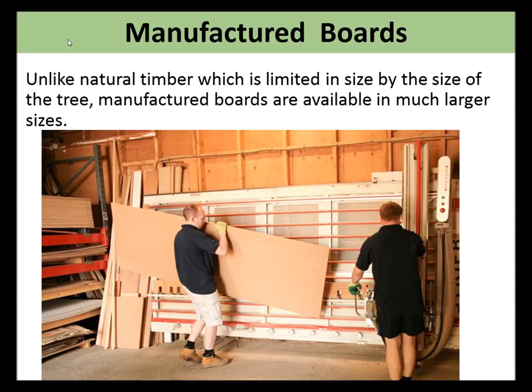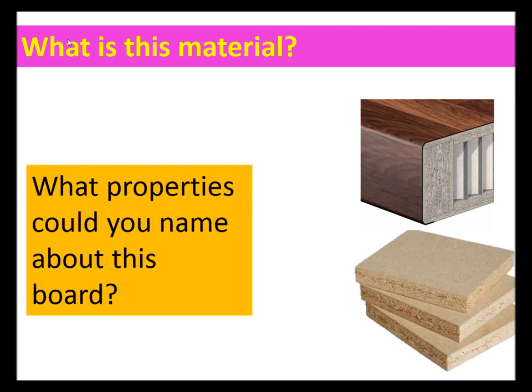Manufactured boards are usually available in 8 foot by 4 foot size, which is kind of a legacy size. Natural timber is limited by the size of the tree, whereas boards can be made in these sizes. So we're going to look at 3 different materials here that come up in this exam question.